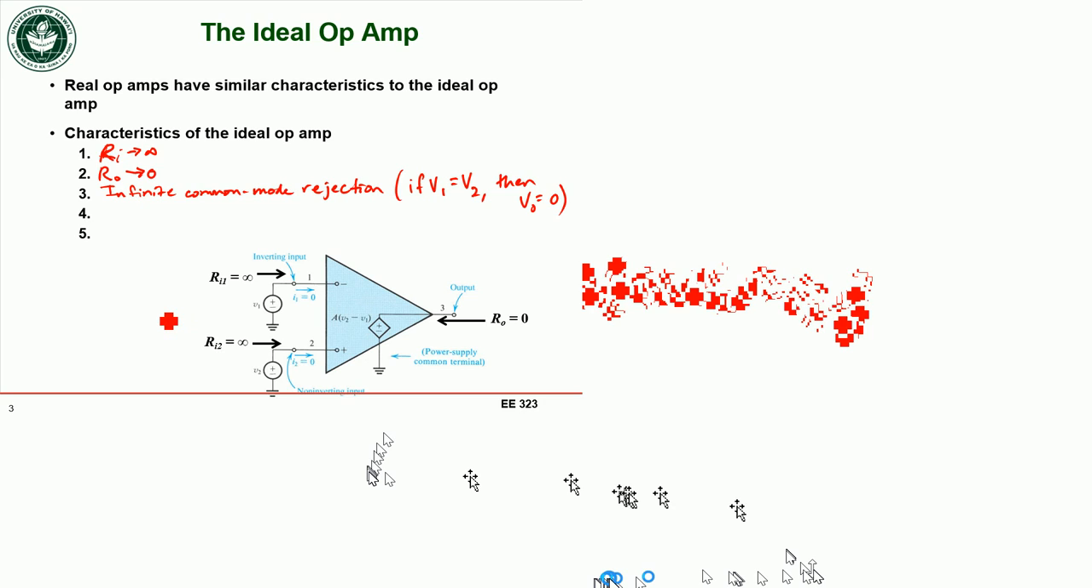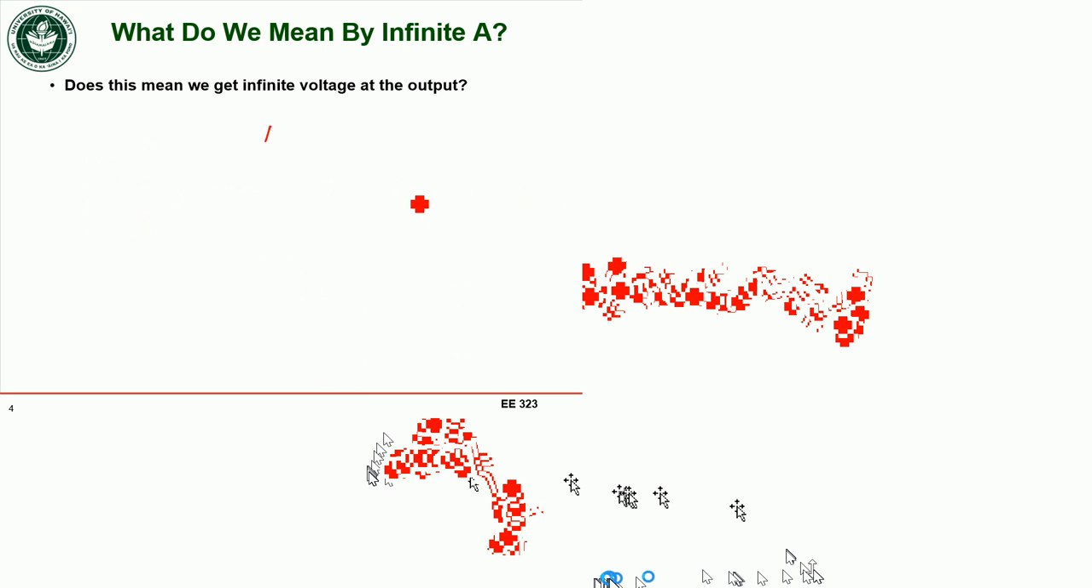Then we also said that the bandwidth of this amplifier is infinite, so it will equally amplify a signal of any frequency. And finally, the open loop gain of this amplifier is also infinite. So if I put any voltage at the input of this amplifier, according to just this last definition, I'm supposed to get an infinite voltage at the output. But we already talked about that last time as well.